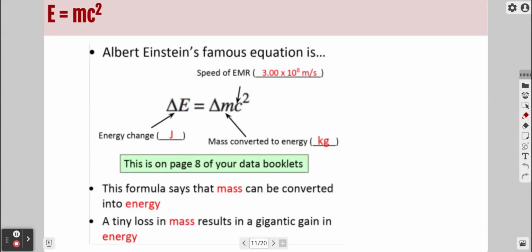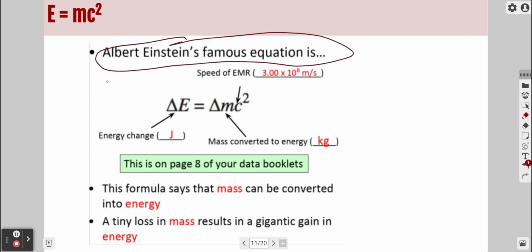Okay, so this is the formula that I wanted to get to before we run out of too much time here. So you've probably seen this before, E equals mc squared. This is Albert Einstein's famous equation, E equals mc squared, and you're finally going to use this equation. Okay, so what does it mean? Well, technically it's delta E, which means whenever you see delta, that triangle means change in energy or energy change, and energy is just measured in joules.